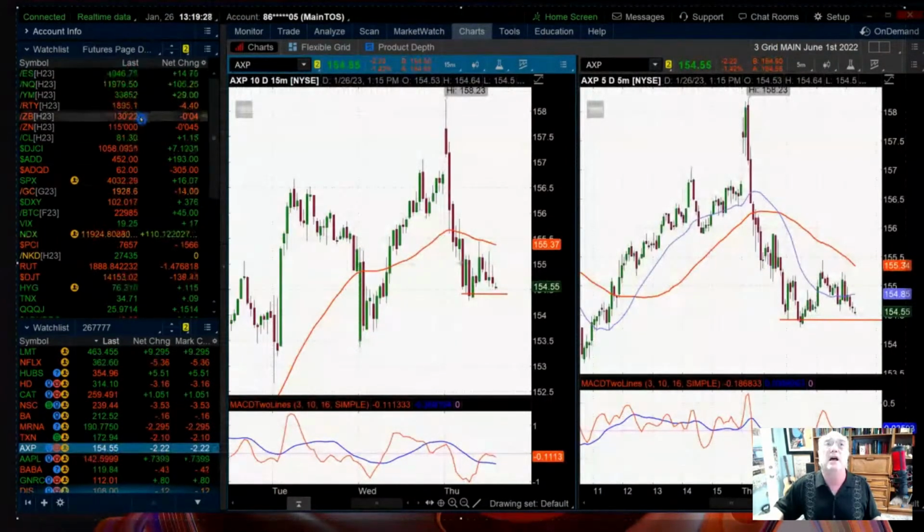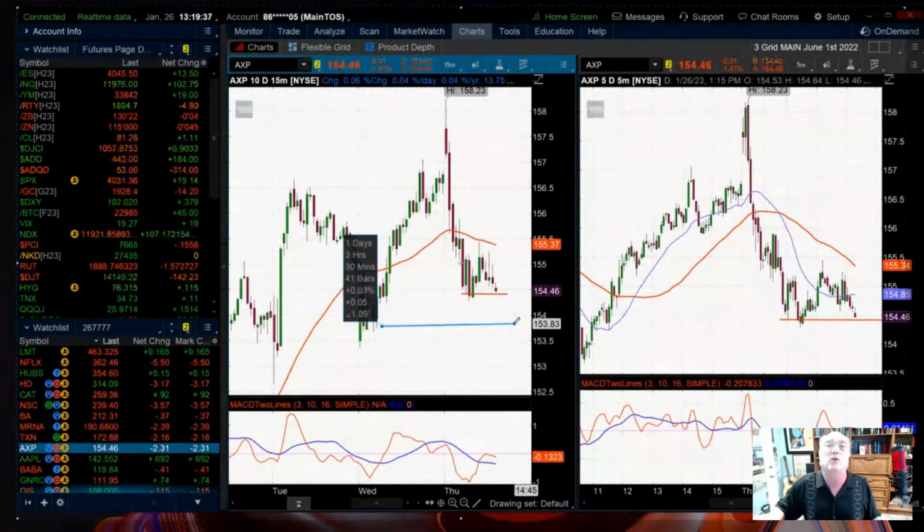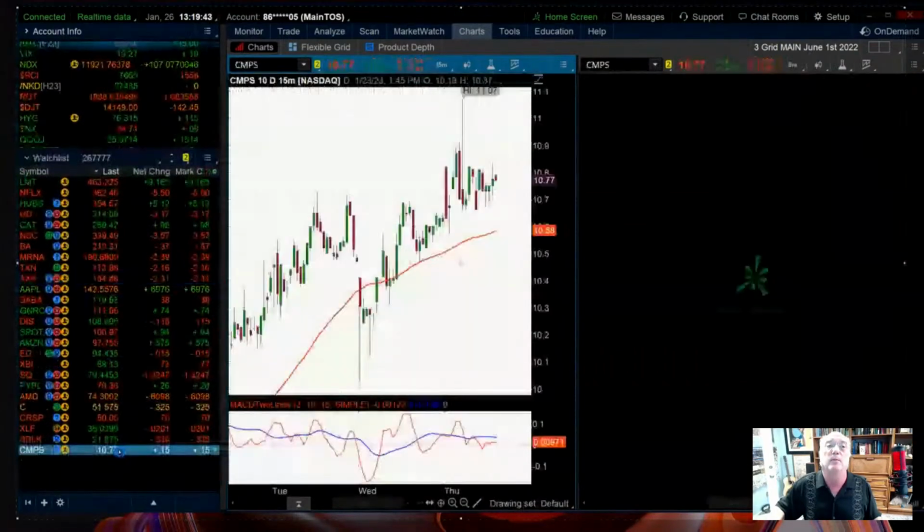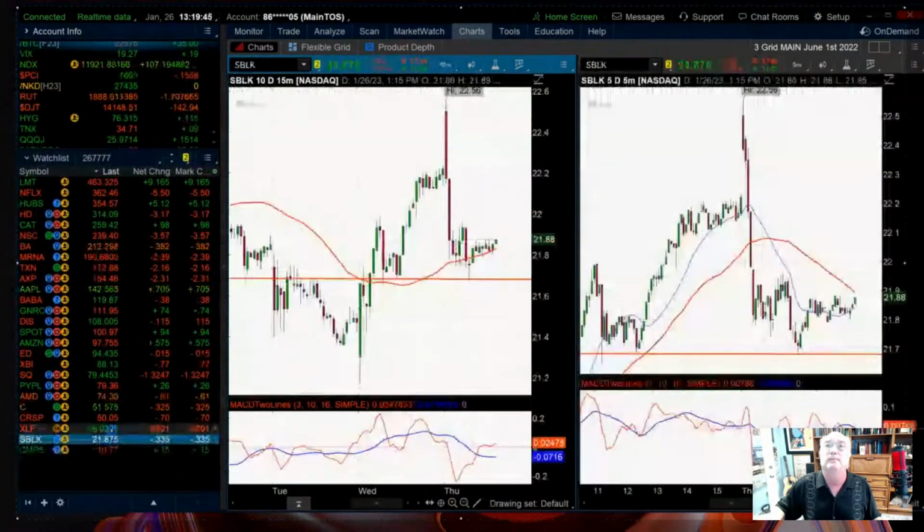See, if this goes down on the upper left, then I'm going to look to short that because at least there isn't a lot of support till here. It's not a great risk reward. But let me just show you a few more and see if any of them look good or bad.